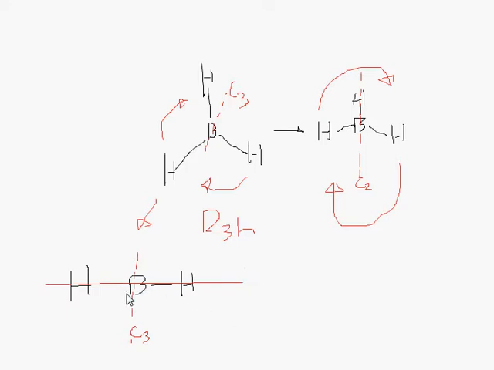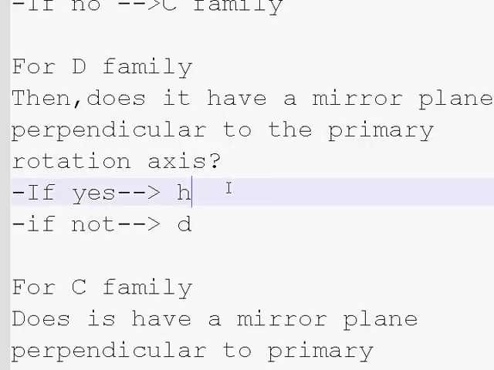However, if it did not have that, if it was something different, perhaps you had an H down here, and it was trigonal pyramidal. Not bipyramidal, just pyramidal. That would be d, because you would not have this anymore if you had that H there. So basically, you just have to find the primary rotation axis, which is going to be the highest number of rotations. And if it has a mirror plane horizontal to that, it's h. If it does not, it's d.